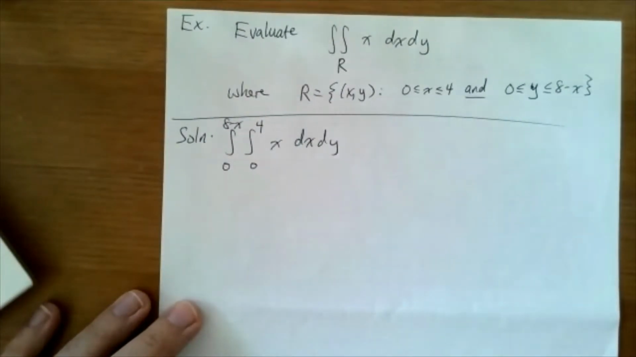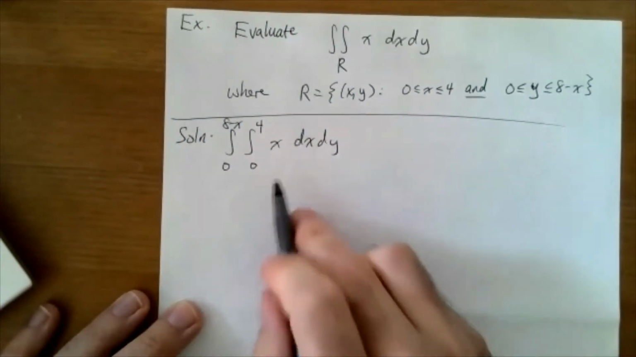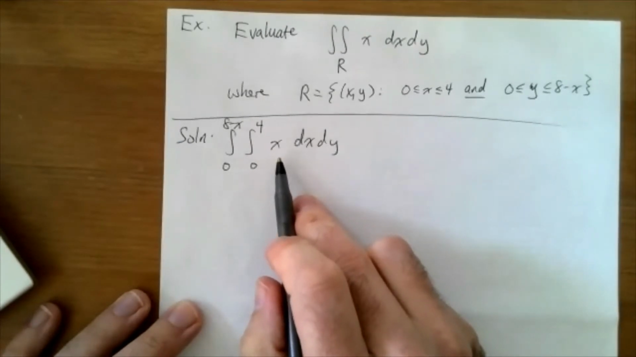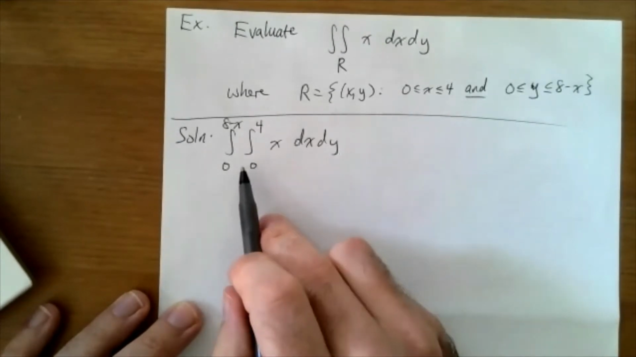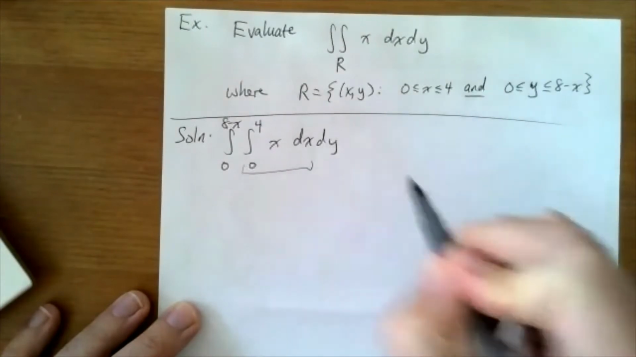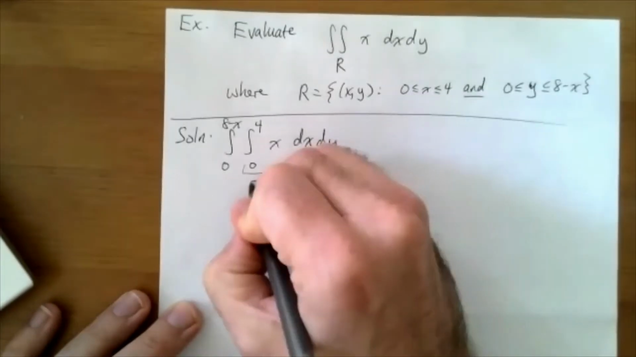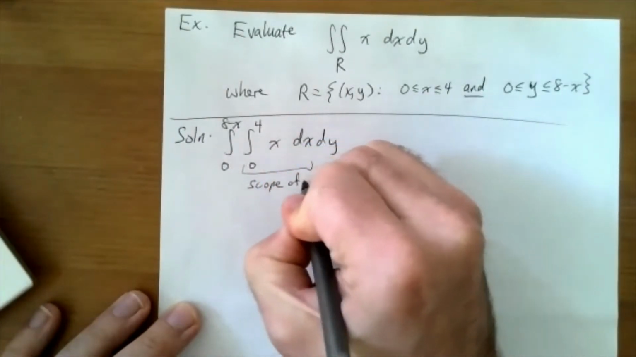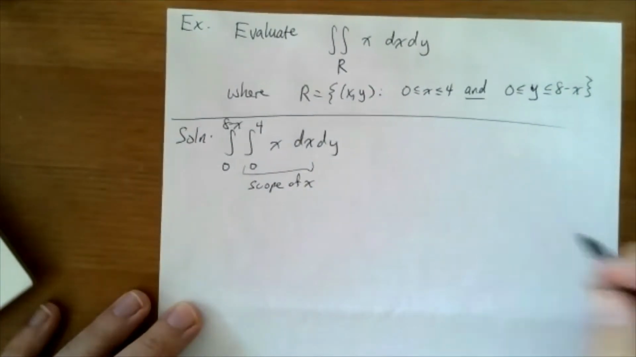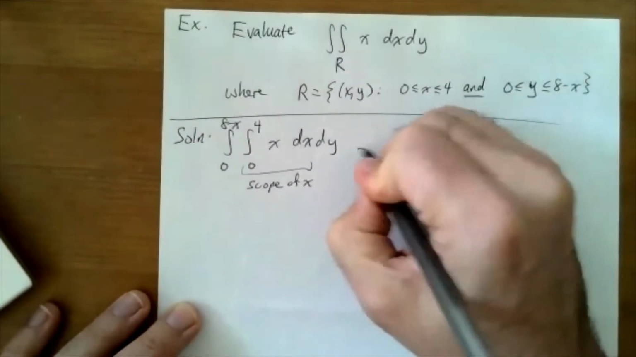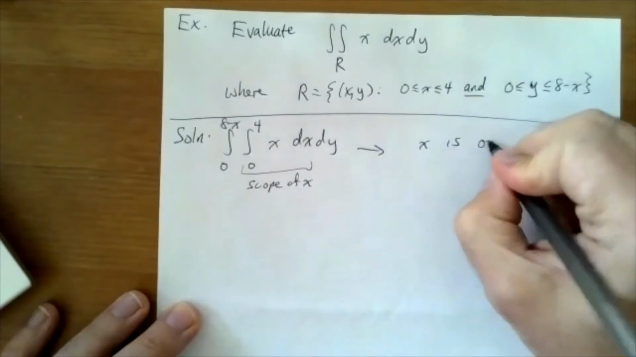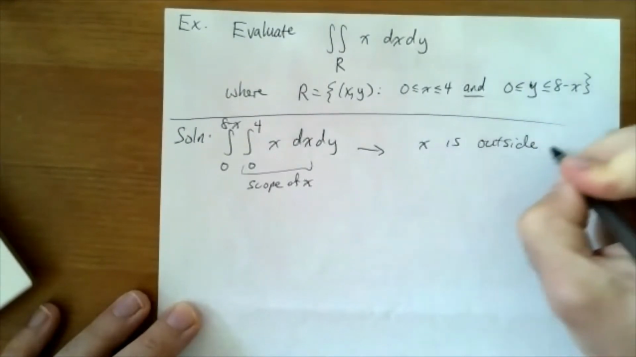There's a problem here. The problem is that x is just a dummy variable. The only place that it is relevant is for this integral over x. I'm going to call this the scope of x, the place where it's relevant. And so this is invalid because x is outside its scope.